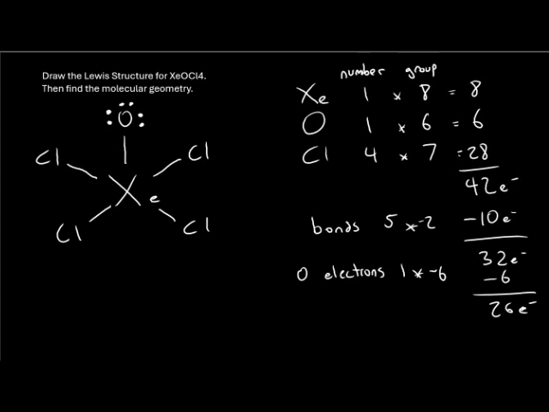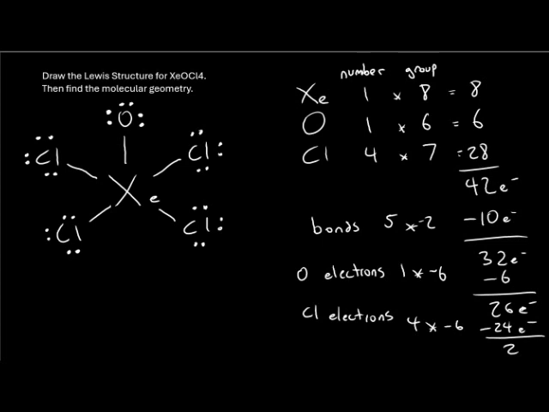Now we'll begin to place those electrons around the chlorine. We have 4 chlorines, and just like oxygen, we can place 6 electrons around each of them. We'll do this now. If we take 4 times -6, we'll get minus 24 electrons, leaving us with 2 left over. Those 2 final electrons will go on xenon. We'll place those underneath xenon now.